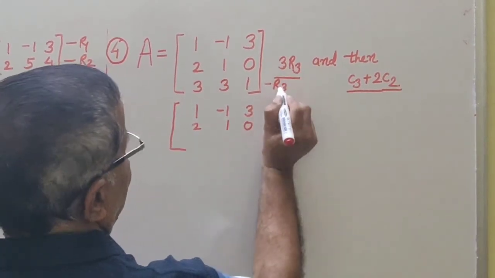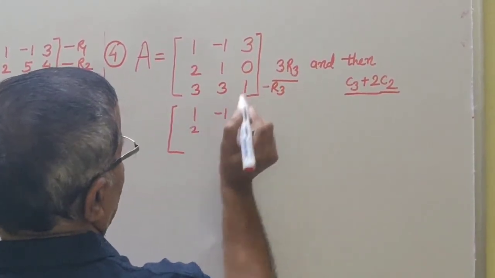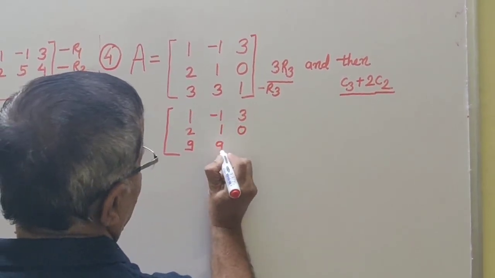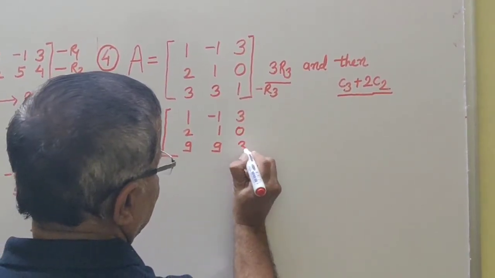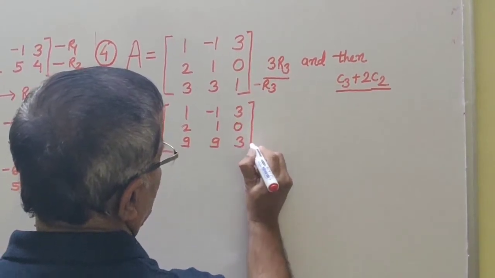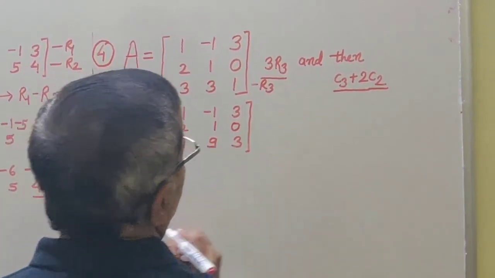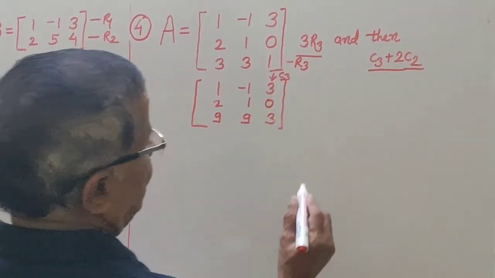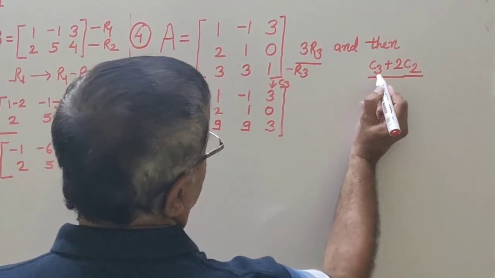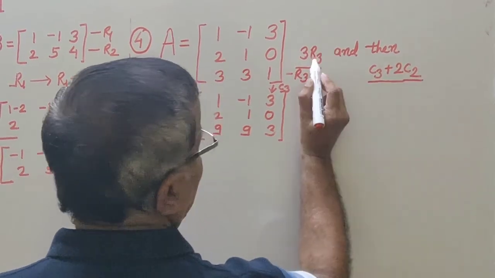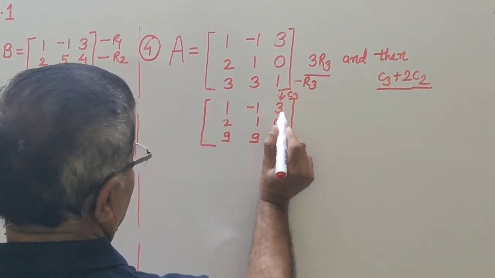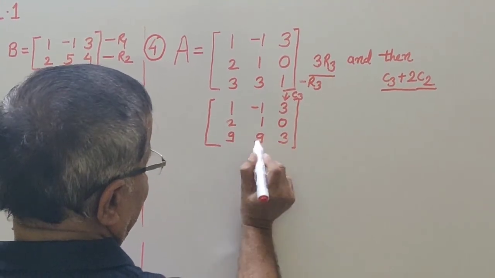Okay. Now I will multiply third row by 3. So 3 threes are 9 will come here. 3 threes are 9 will come here. 3 ones are 3. Okay. This is the operation done on this given matrices. Now we are going to start C3 plus 2C2 on 3R3. What is 3R3? It is 1 minus 1 3, 2 1 0, 9 9 3.